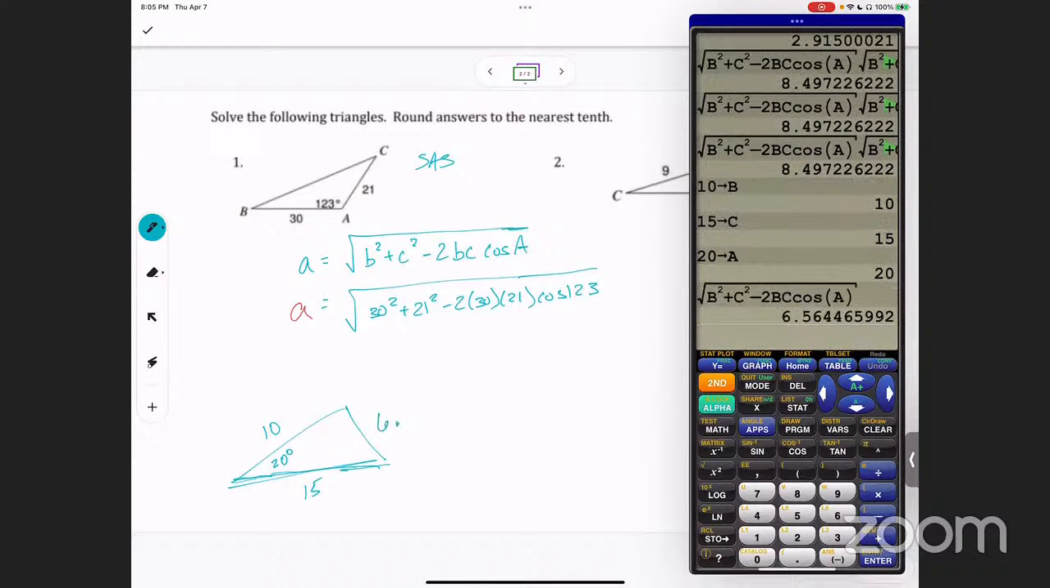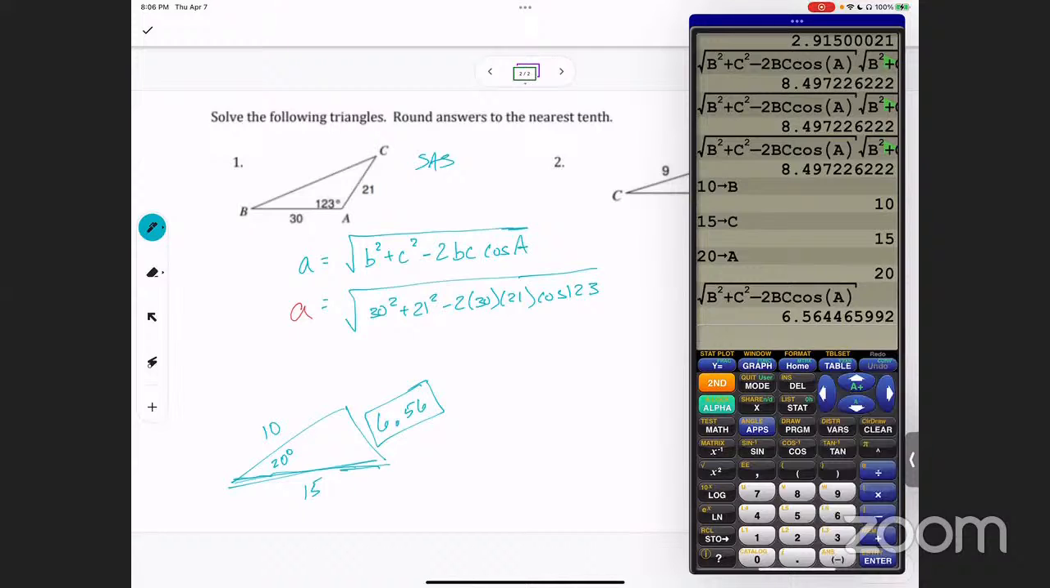Oh, wow. 6.56. Is there a way to like save these equations in your calculator? I mean, it's always going to be on your screen. Yes, there probably is a way to save it.